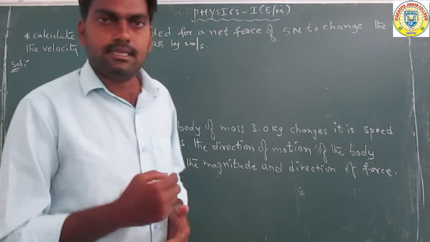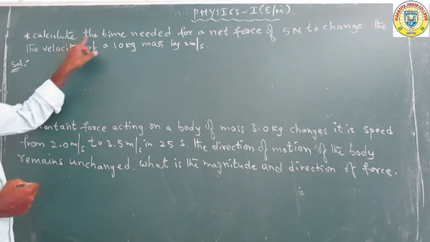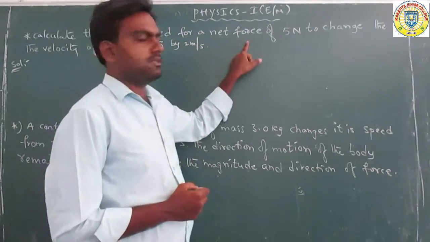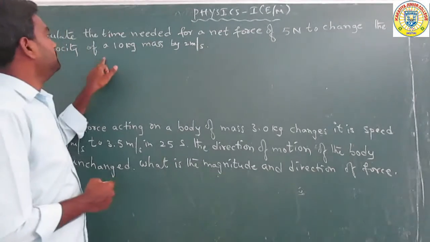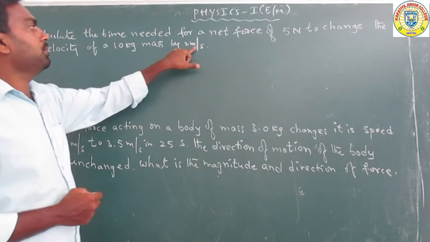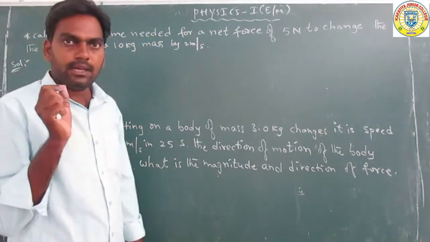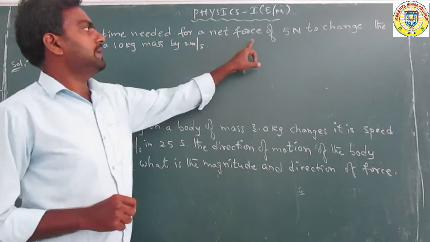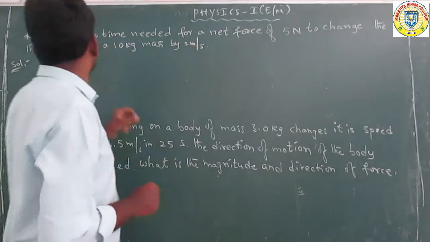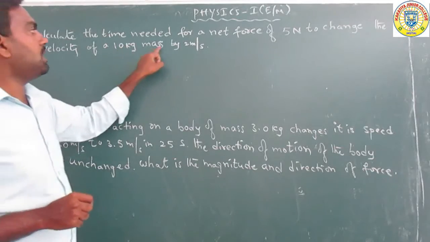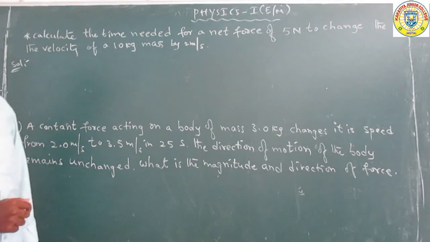So today we will discuss some problems. Calculate the time needed for a net force of 5 newtons to change the velocity of a 10 kg mass by 2 meters per second. Got it? Calculate the time needed. Okay, so now to find out the time needed.